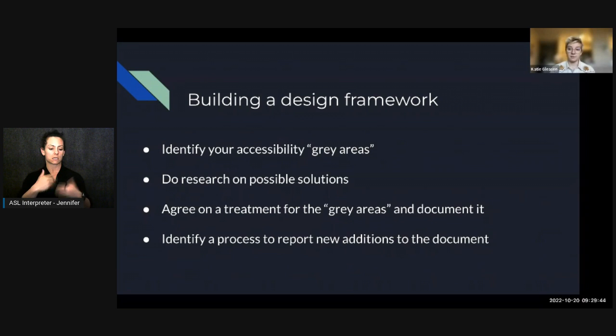And the last thing that I feel like is really important as far as creating your accessible design framework is identifying a process to report new additions to this framework and to this document. Are you going to have a Google form? Are you going to become the point person that everybody comes to every time they have some sort of accessibility question? And if that's the case, how are you going to record all of these questions so that you can get to them in a timely manner without having to interrupt your day every single time?